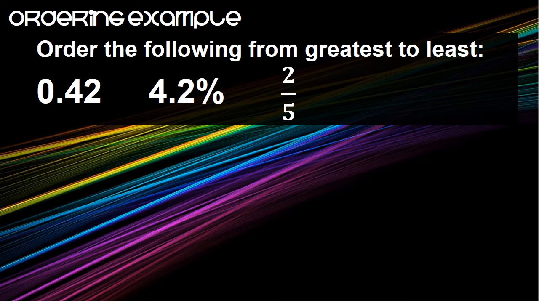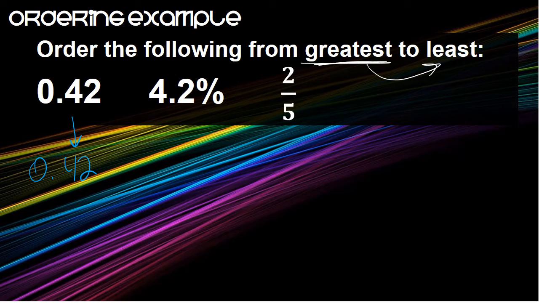So let's go ahead and try another one here. We're going to order the following from greatest to least. So our first step here is we're going to find a common format. I always like decimals as my common format, not going to lie, because decimals are easier to look at. So if I go 42/100 as a decimal, that will stay the same. It's 42/100.